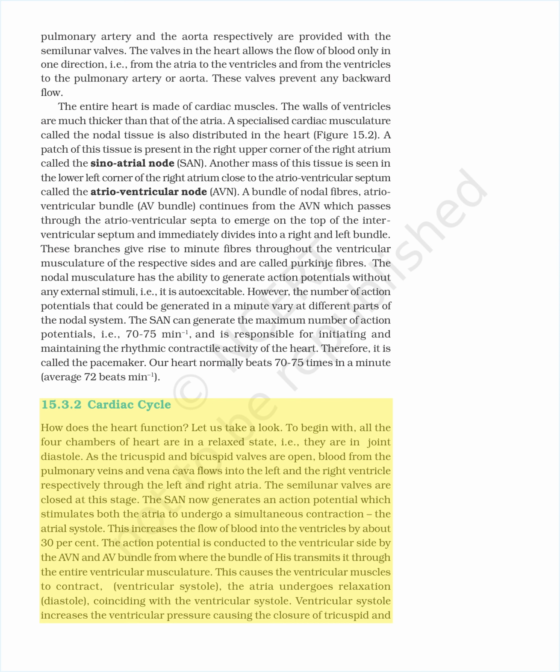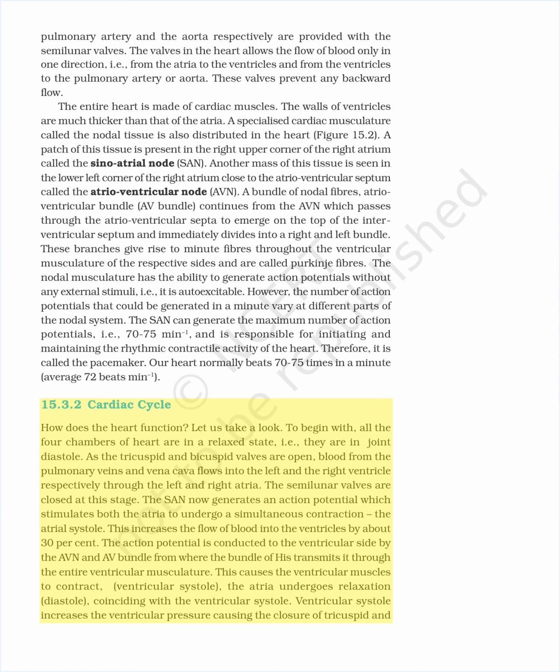The SAN now generates an action potential which stimulates both the atria to undergo a simultaneous contraction, the atrial systole. This increases the flow of blood into the ventricles by about 30%. The action potential is conducted to the ventricular side by the AVN and AV bundle, from where the bundle of His transmits it through the entire ventricular musculature. This causes the ventricular muscles to contract, ventricular systole; the atria undergo relaxation, diastole, coinciding with the ventricular systole.